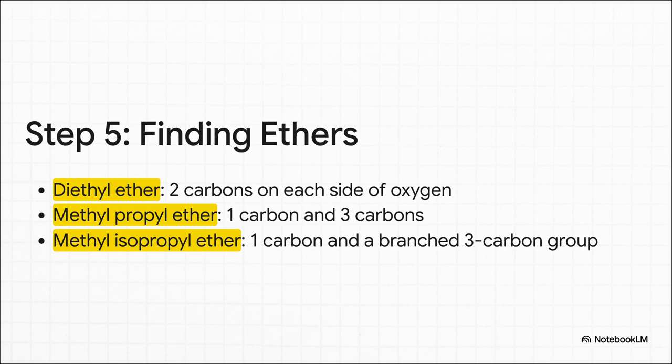Remember, an ether is basically an oxygen atom with carbon groups on either side, like a little sandwich. So with our 4 carbons, we could split them evenly. 2 carbons on one side, 2 on the other. Or we could split them unevenly, 1 on one side and 3 on the other. And wait, that 3-carbon chain could either be straight or branched. So that gives us 3 totally distinct ether isomers.